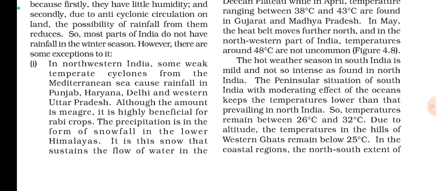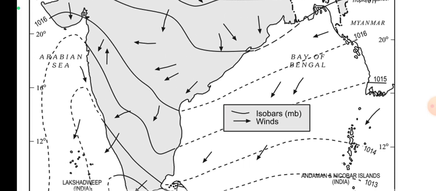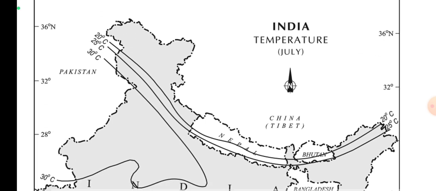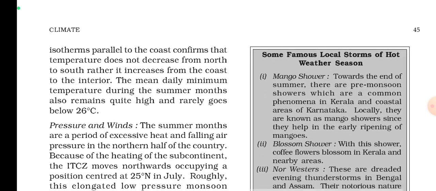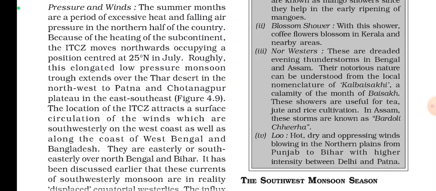In the coastal regions, the north-south extent of isotherms parallel to the coast confirms that temperature does not decrease from north to south, rather it increases from the coast to the interior. The mean daily minimum temperature during the summer months also remains quite high and rarely goes below 26 degrees Celsius.